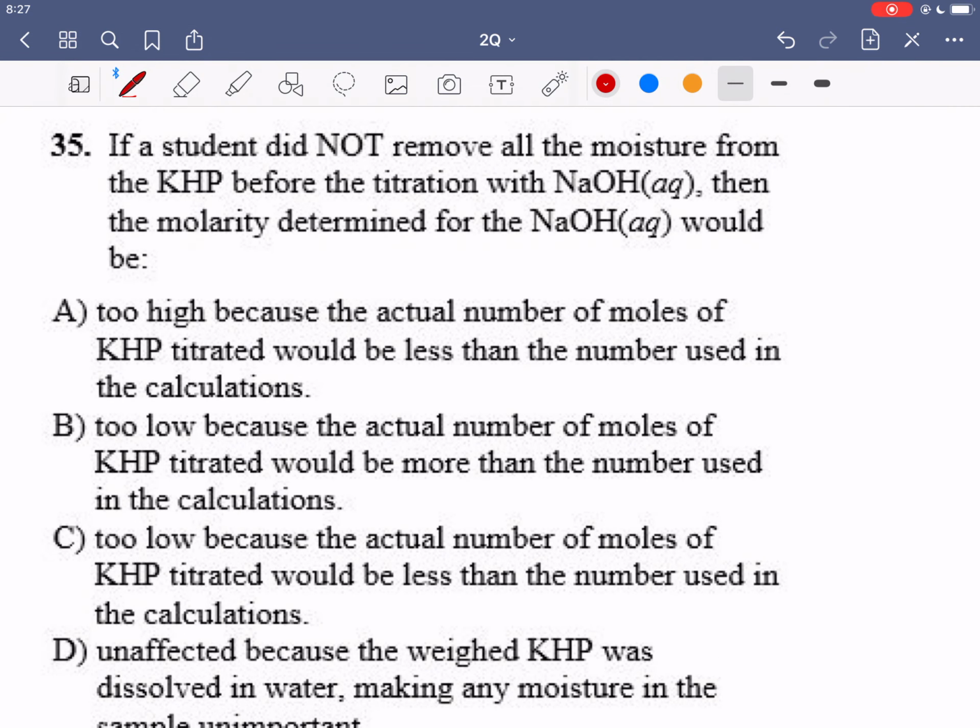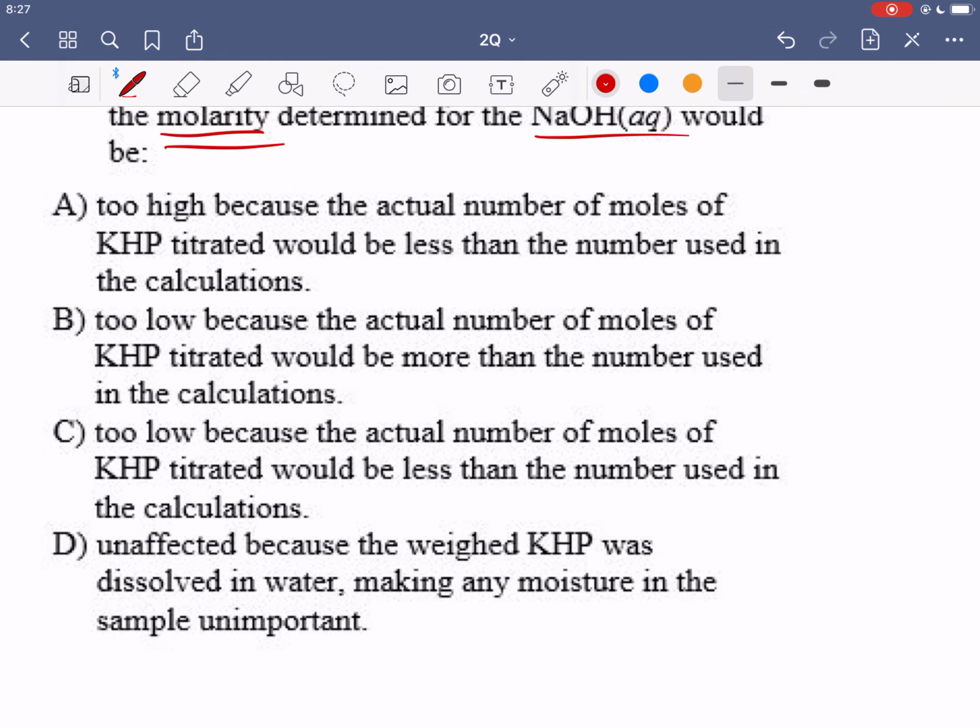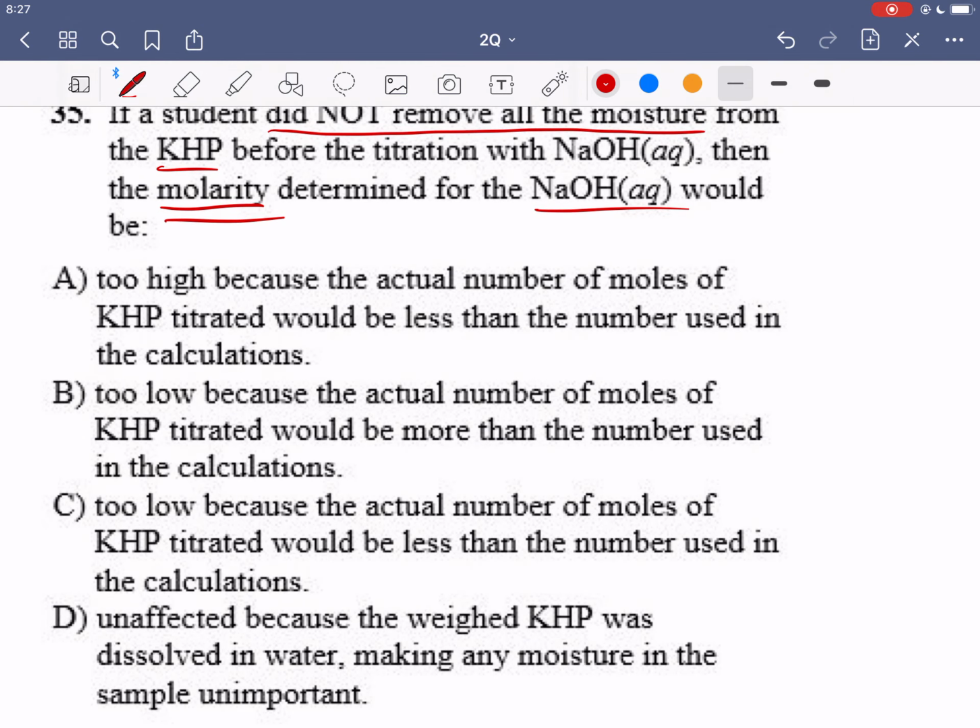And this is the final question, question 35, kind of just like a logic question. It's saying if a student did not remove all the moisture from KHP before the titration with NaOH, then the molarity determined for NaOH would be what? So if you didn't remove the moisture from KHP, what would the molarity for NaOH be? It would either be too high or too low. That's what the answer options are telling us.